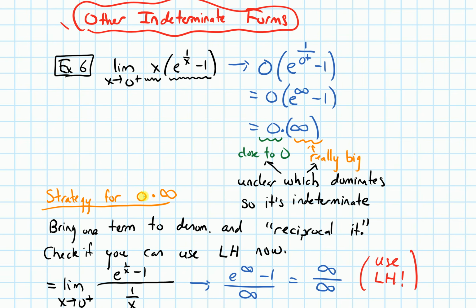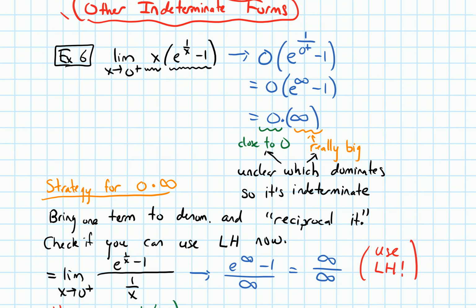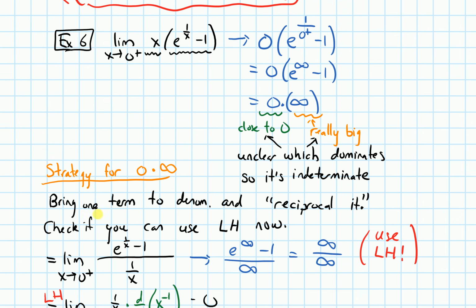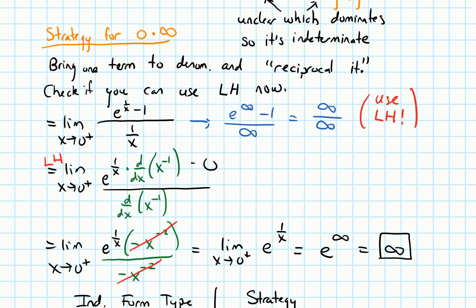So 0 times infinity, we mentioned, was one of our indeterminate forms. Indeterminate forms can be anything. We have to evaluate the limit to figure out for sure. We have to do more work to figure out what they actually are. So in this problem, this 0 times infinity form ended up being infinity. But in other problems, it might be 0. It might be a different number that's not 0, not infinity.